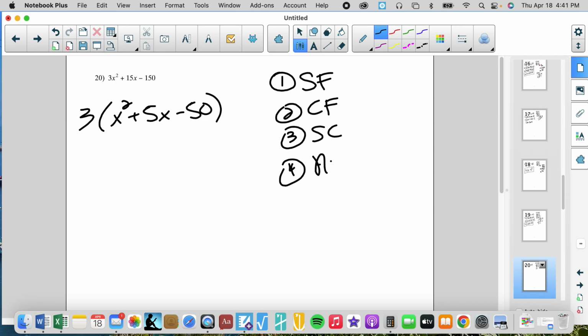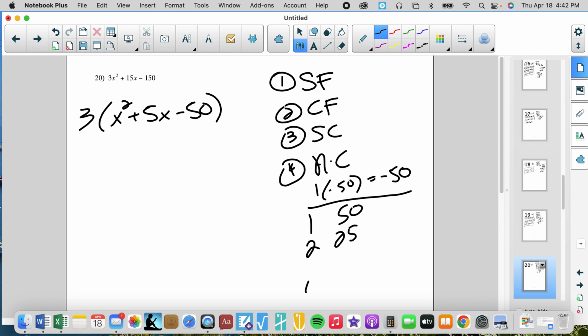4. A times c. Do you already see what the a times c is? A is 1. C is -50. Signs are going to be different. 1 and 50. 2 and 25. I already know what it's going to be. You know it's going to be 5 and 10. Signs are different. Bigger is positive. To get my 5 as my middle.